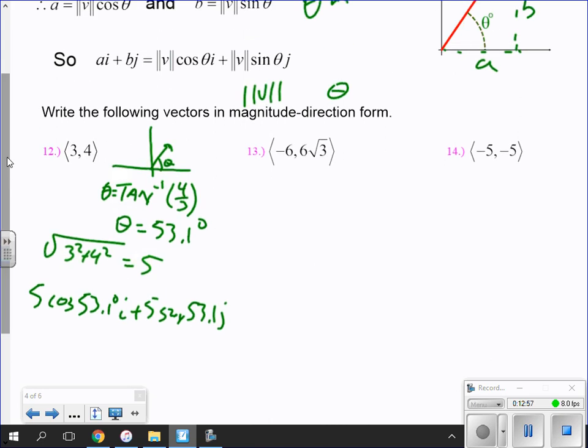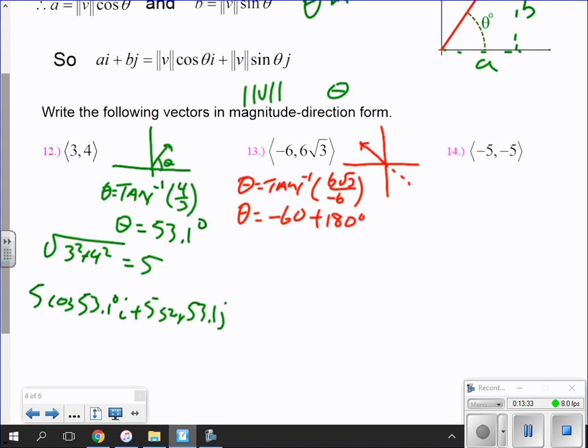Next one, same thing. First thing you do, set it up here. I have negative 6, 6 root 3, so it's somewhere over here. If we do theta equals the inverse tangent of 6 root 3 over negative 6, what we end up getting is negative 60 degrees on your calculator, which is the angle down here. We don't want that one. Our actual angle, we want to add 180 degrees to that to move it around to there.